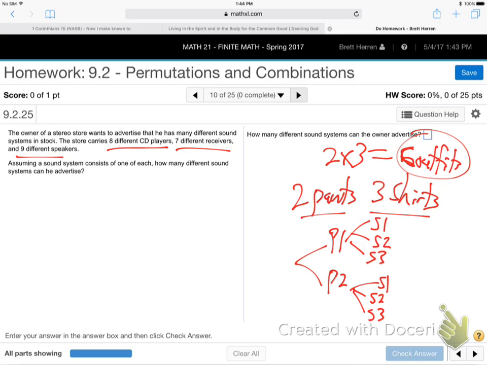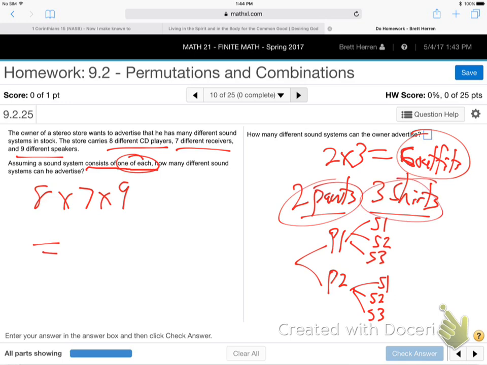So all we have to do here is take 8 times 7 times 9. That's what I'm saying. When you have different options, you just multiply them together if you want all the different ways to put them all together. Does that make sense how I'm looking at that question? A sound system consists of one of each: 1 CD player, 1 receiver, and 1 speaker. Just like getting dressed has to do with pants and a shirt at the least, shoes. Same thing, you just multiply these together, and that'll give you all the different ways of putting it together.